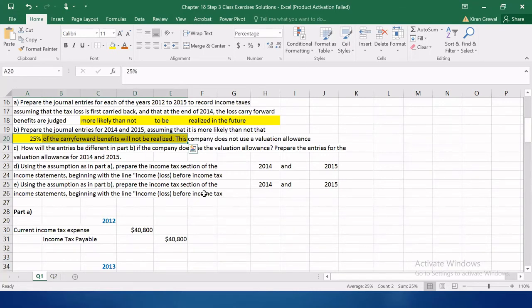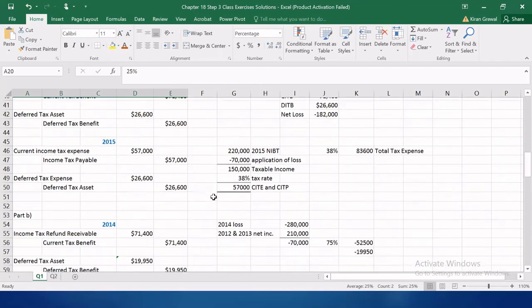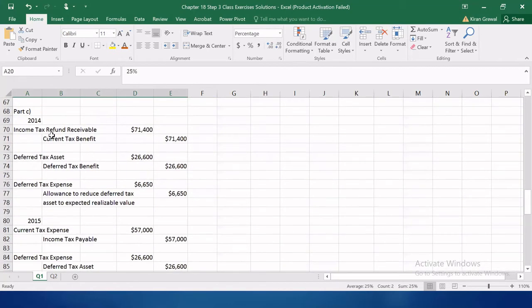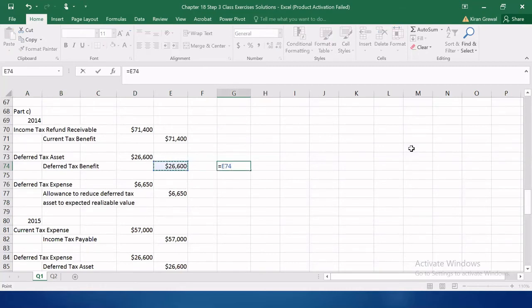And then we're going to set up an allowance for the 25%, which at the end will have us report a total asset of 75%. So let's look at those journal entries. So part C, our refund receivable is the same. We're going to record our deferred tax asset for the full amount, 26,600. Then we're going to have an allowance account to reduce the 25%. So you take 26,600 times the 25%. I'm sorry, that's going to give us 6,650. So that's how we get to that number.